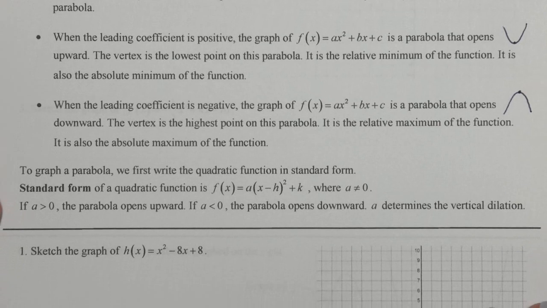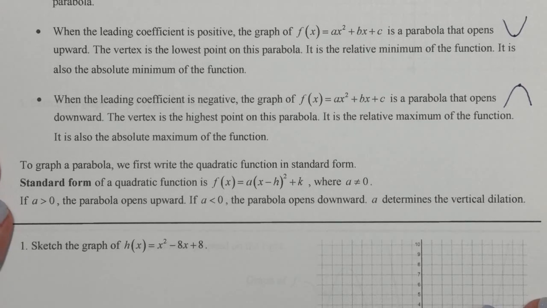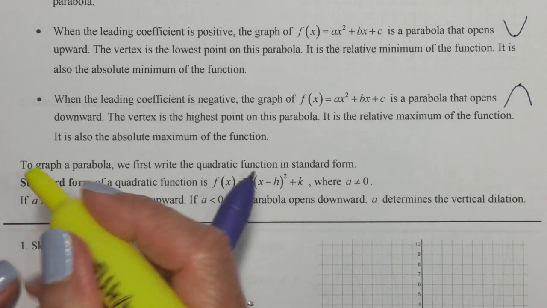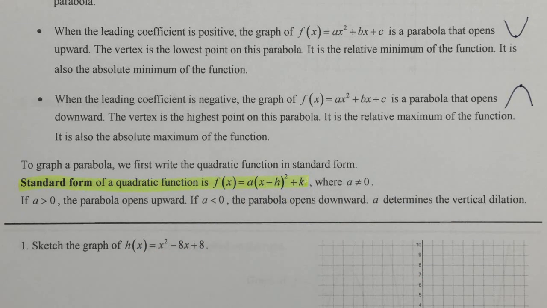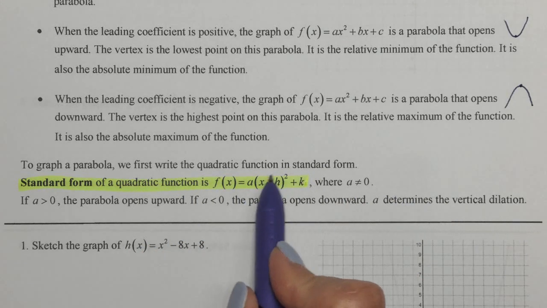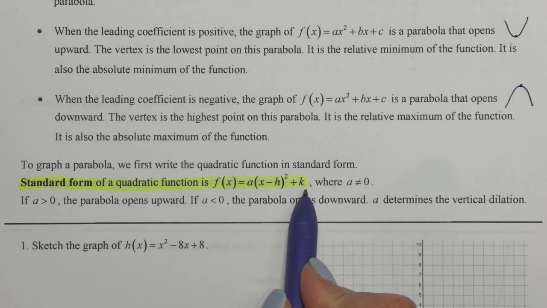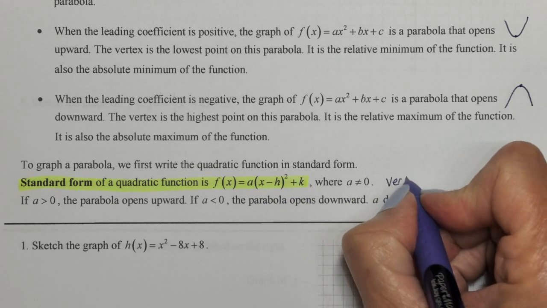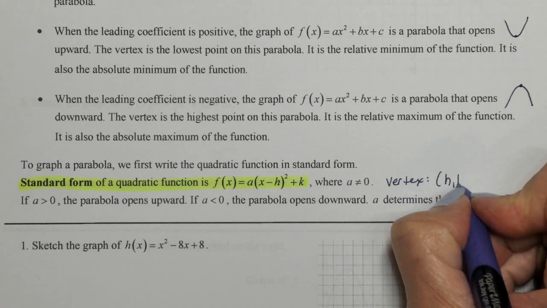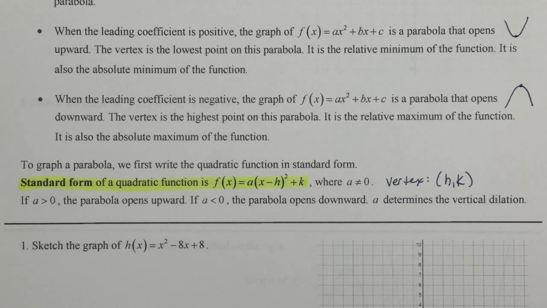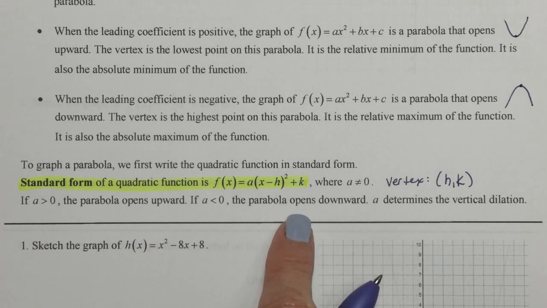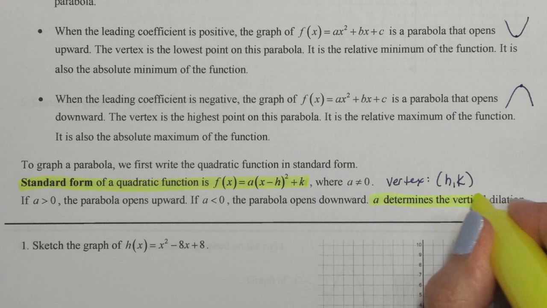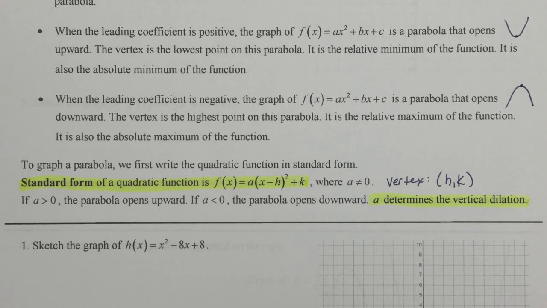To graph a parabola, we need to first write the quadratic function in what's called standard form. The standard form of a quadratic function is like this: a times x minus h squared plus k, where the vertex will be (h, k). (h, k) will be the vertex. If a is positive, the parabola opens upward. If a is negative, the parabola opens downward. a determines the vertical dilation.